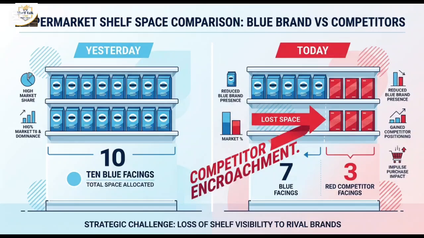So now we'll discuss competitor encroachment. Suppose yesterday your brand had 10 approved facings. Today you only have 7. What happened here? A competitor has occupied the remaining 3. This is called competitor encroachment.